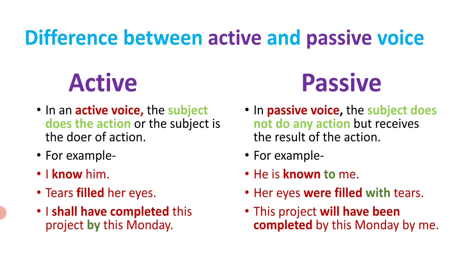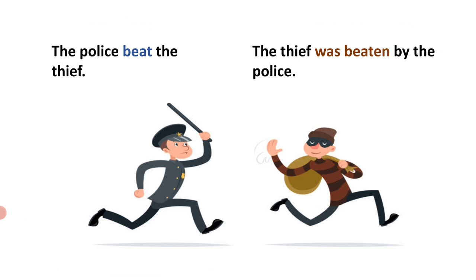So, what is active voice and what is passive voice? In an active voice, the subject does the action or the subject is the doer of action. In passive voice, the subject does not do any action but receives the result of action. The cat drank the milk. Here the cat was the doer of action. So the sentence is written in active voice. Now the police beat the thief. The police was active. Why? Because he was doing the action of beating.